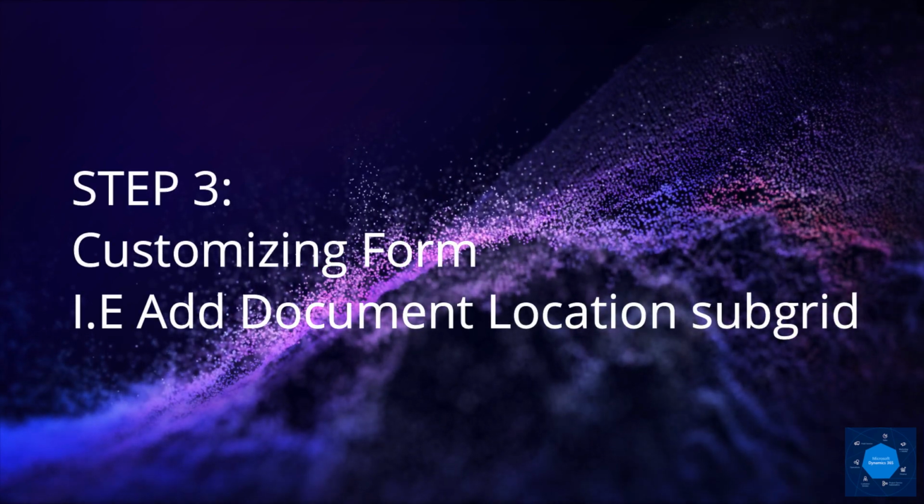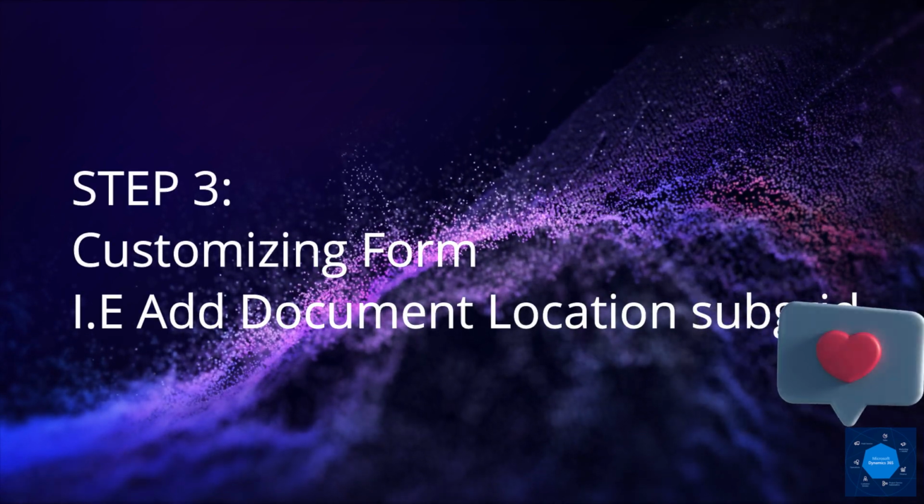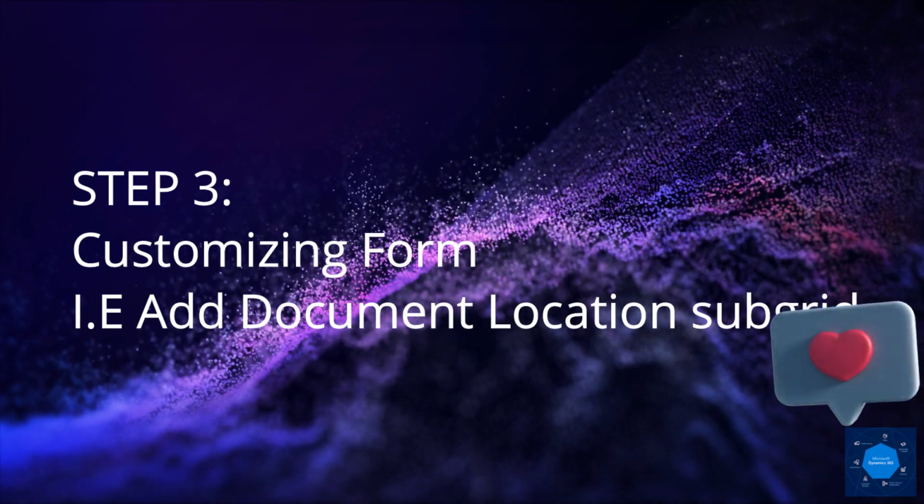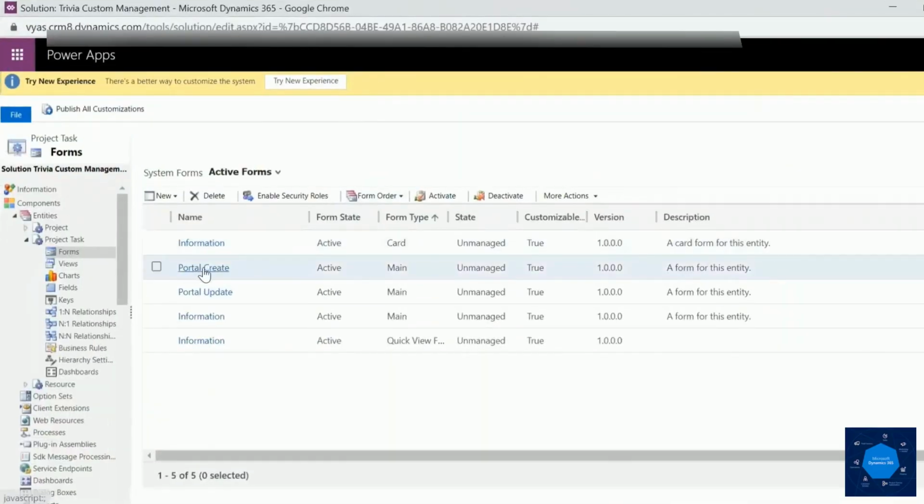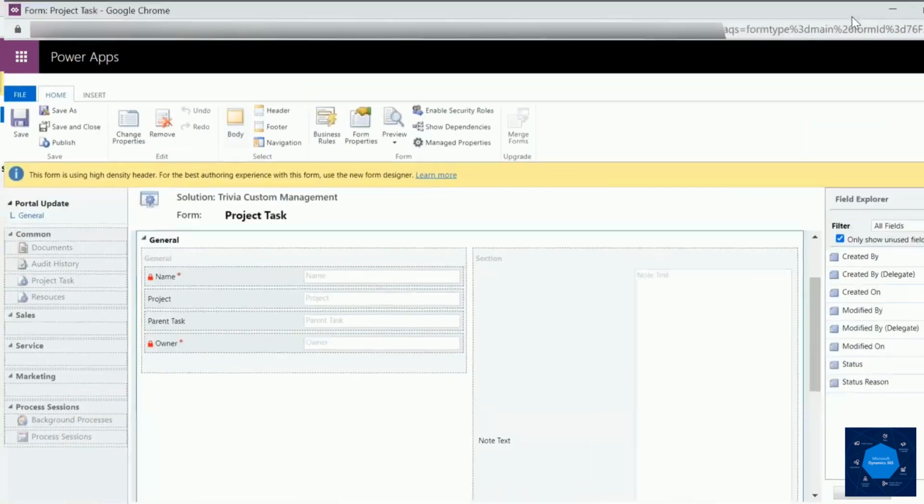Step three will be to configure the form. That is adding the SharePoint document location grid on the form, which will be displayed in the portal.